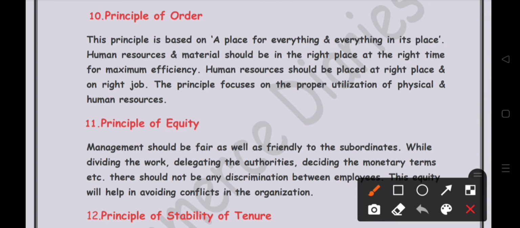If we take the example that if you have a person, or any employee who is efficient in human resources, then he must be appointed in the department of human resources. We just can't take that human resource person into our financial department. So there should be the right order, the right place and the right utilization of our resources, whether they are physical resources or any kind of human resources.